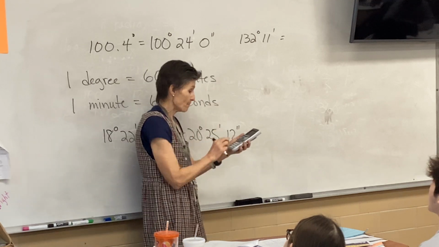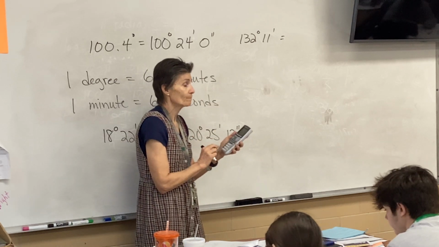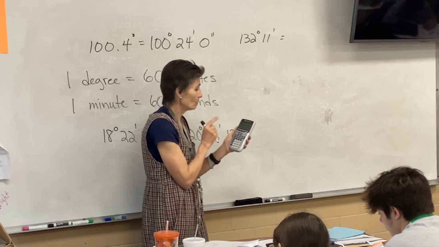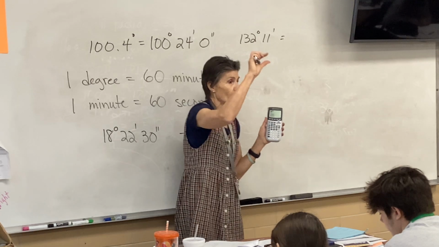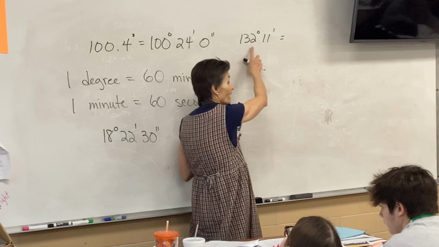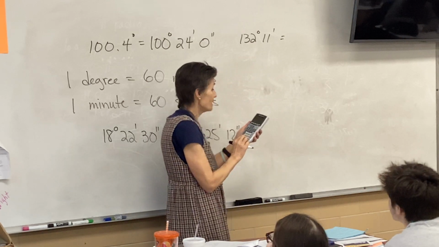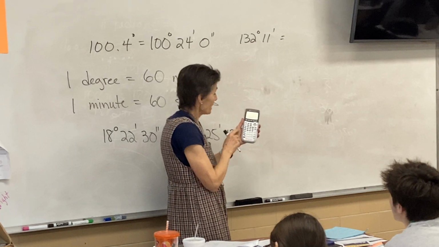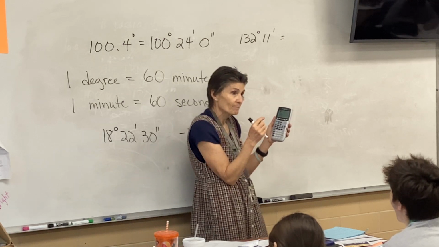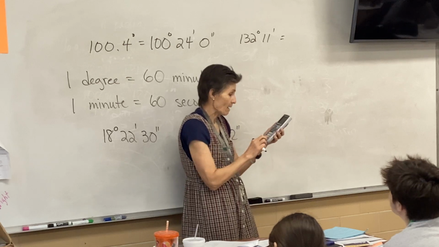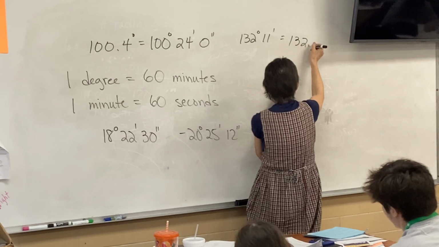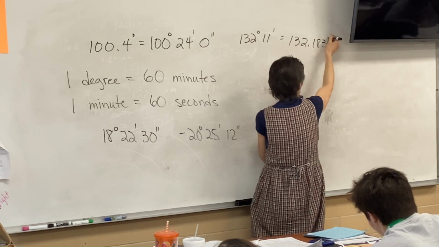Go ahead and type in 132. And then if you go to second angle, where you were before, what is option number 1? Press it, that's your degree. So now you told the calculator 132 degrees. Now press 11, and if you go back into second angle, what's the second option? Minutes. Press that one, and then enter, and you get 132.183 degrees.